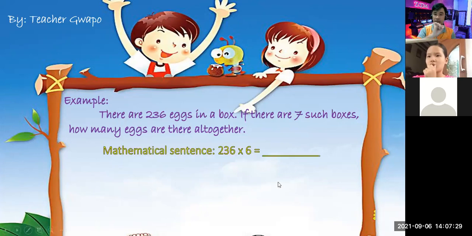Now, let us do it. First, we will write the mathematical sentence. We will write here 236 times 6. Why is it 6? It must be 7. I'm sorry. So this is 7. Let me edit first. Let me cross out this one. This is 7. Okay, 7. So 236 times 7 is equal to blank. So you need to find that out here.